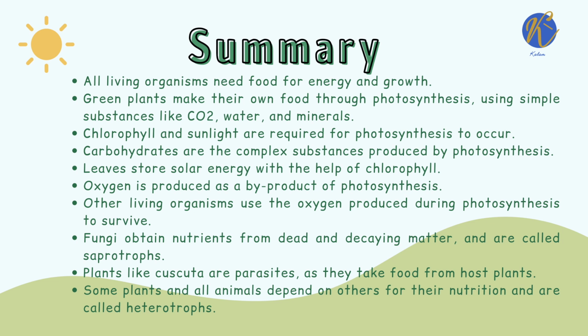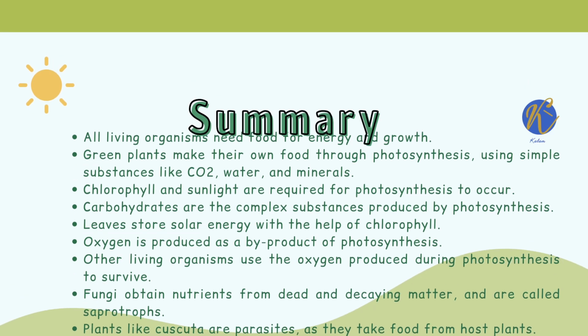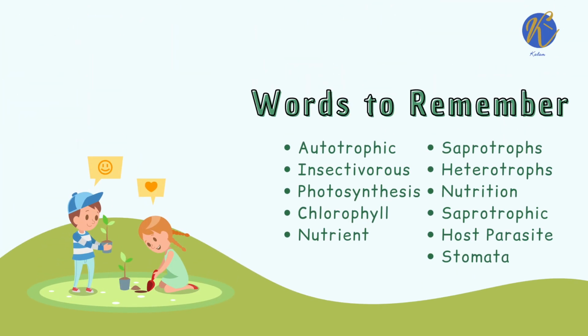Other living organisms use the oxygen produced during photosynthesis to survive. Fungi obtain nutrients from dead and decaying matter and are called saprotrophs. Plants like Cuscuta are parasites, as they take food from host plants. Some plants and all animals depend on others for their nutrition and are called heterotrophs. These are some of the keywords to remember.